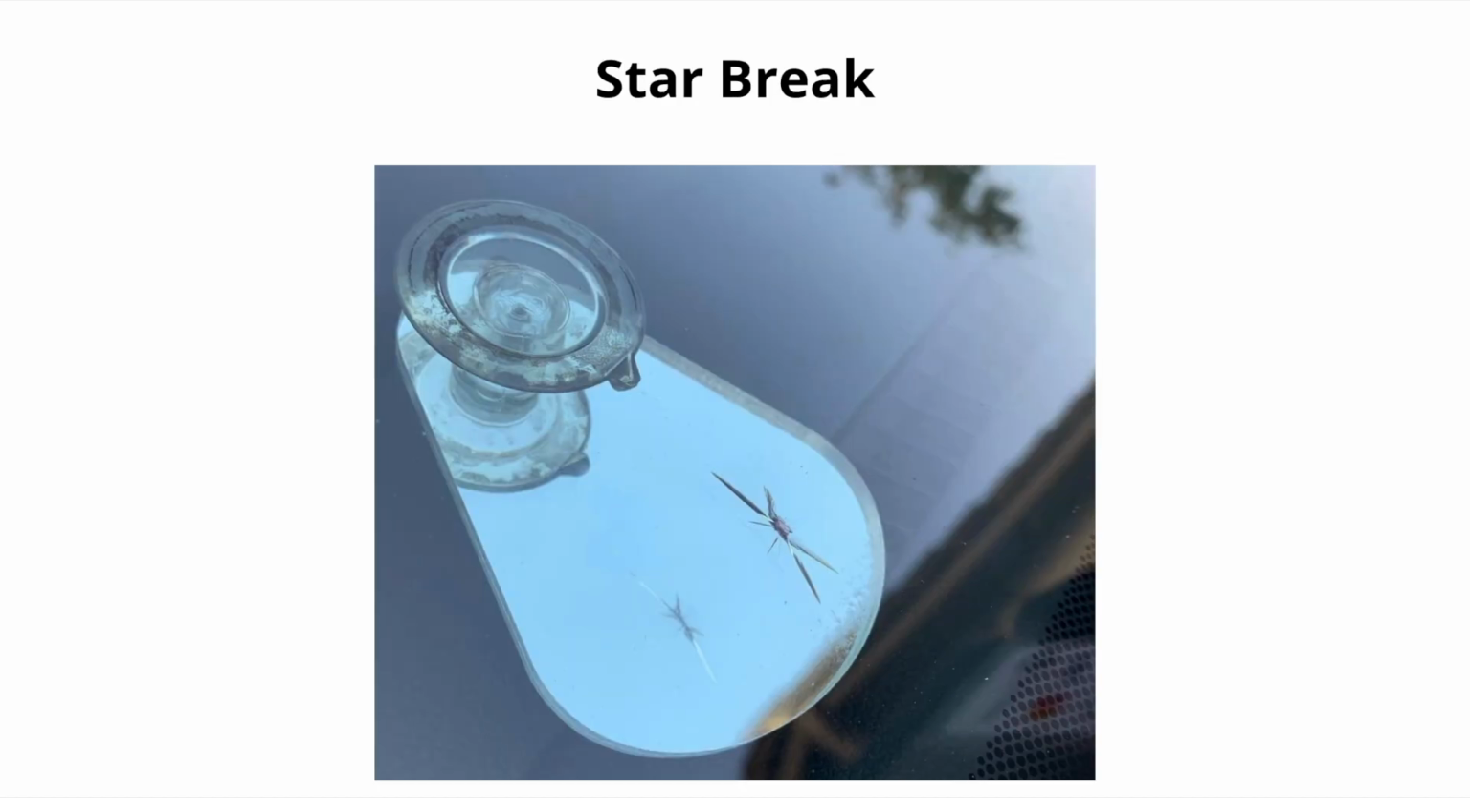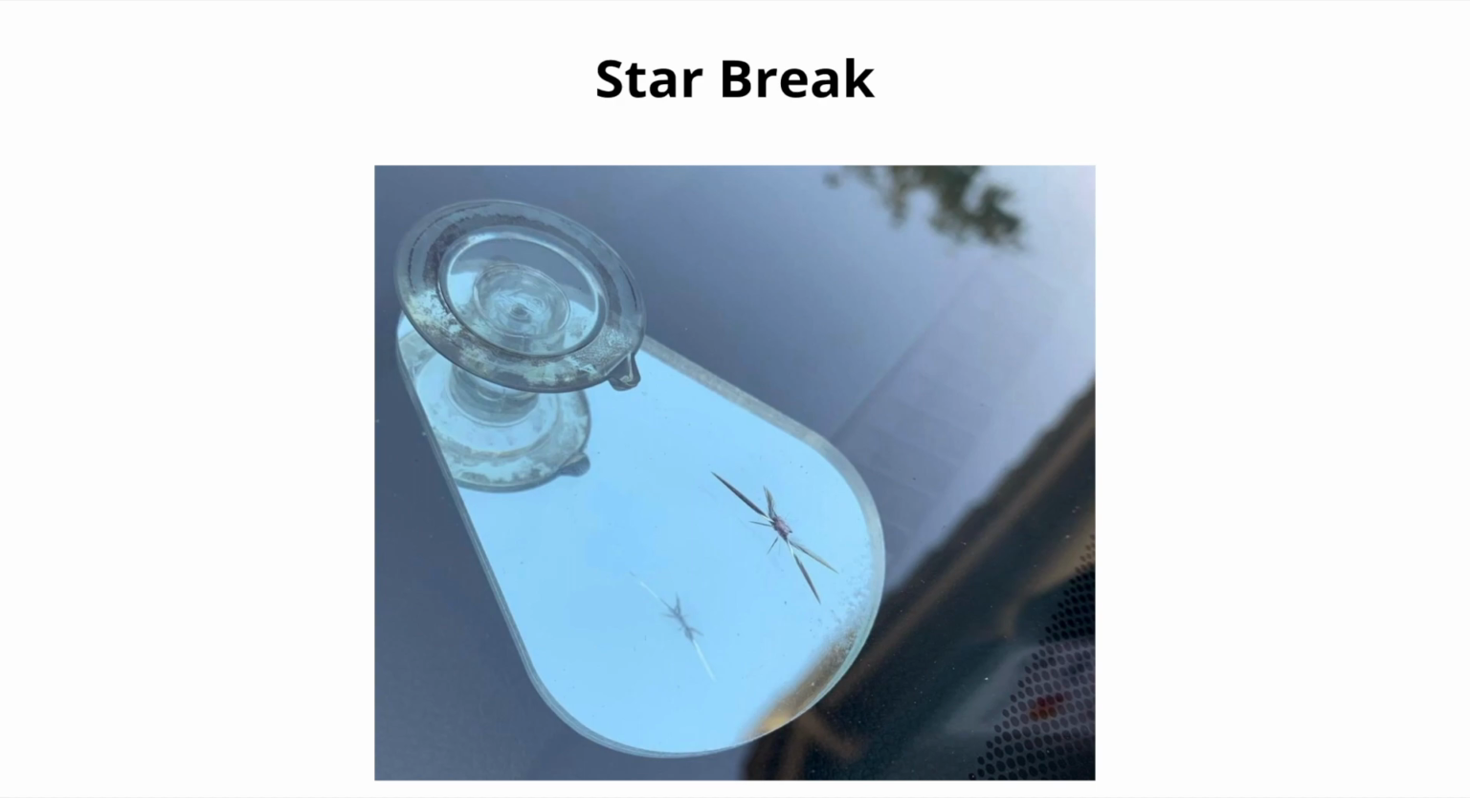Alright guys, so in this video I wanted to go over some of the different types of damages that you're probably going to see and some of the more common types of chips that you will be doing repairs on. So the first one is going to be the star break. Now this is a typical break. This is very common when a rock hits the windshield. It usually creates something like this.